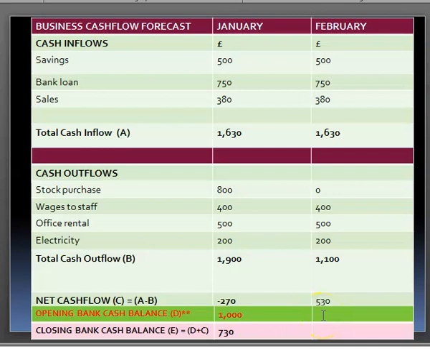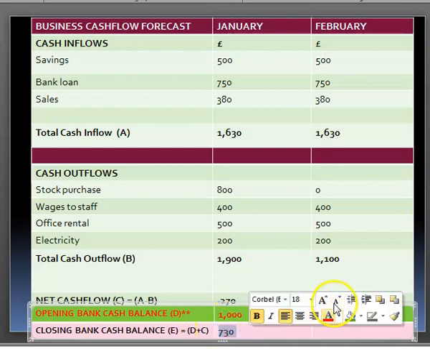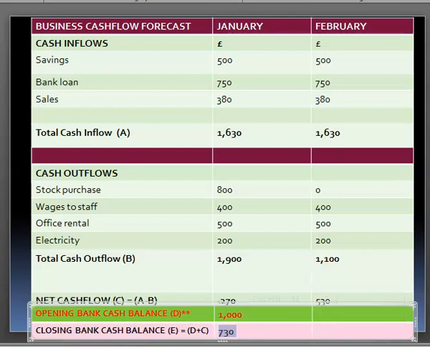But the opening bank cash balance now will become the 730, because the closing bank balance for January becomes the opening bank balance for February. This is the amount they have left in the account in January. So this amount, which is called the closing bank cash balance for January, will become the opening bank balance for February. So we put the 730 in there, because that's how much they had left in January, so it's still in the account.